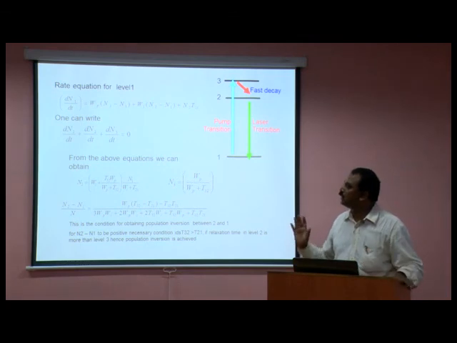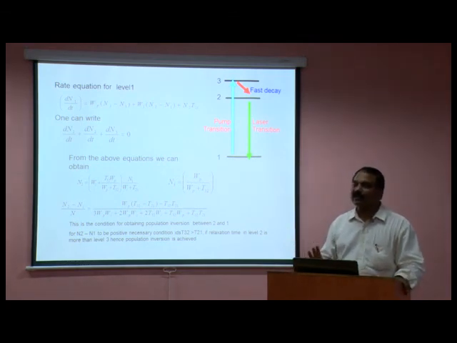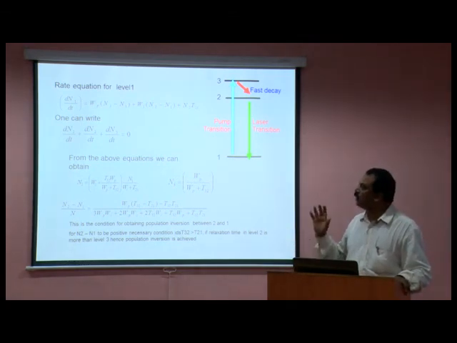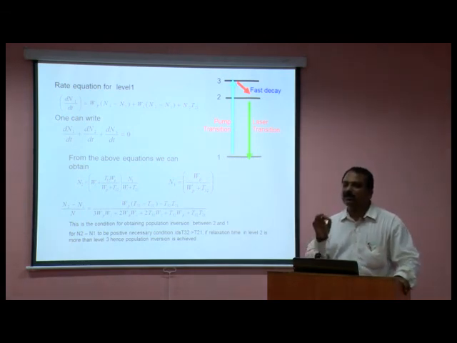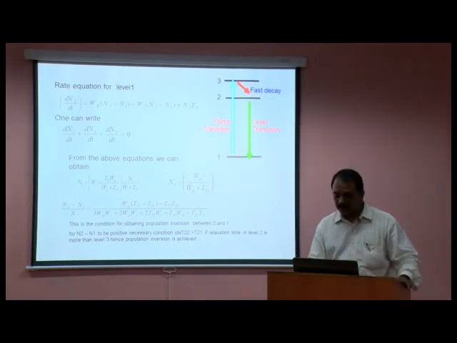This is the methodology for writing the laser equation. I have given a very simple concept of how to write a laser rate equation for a three-level system. So, this is my today's topic.